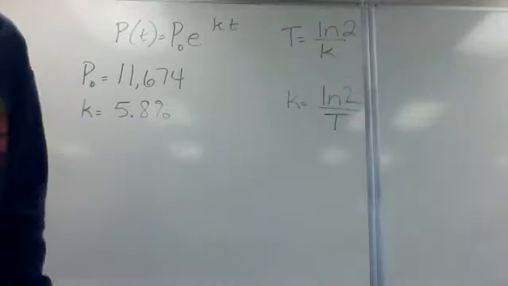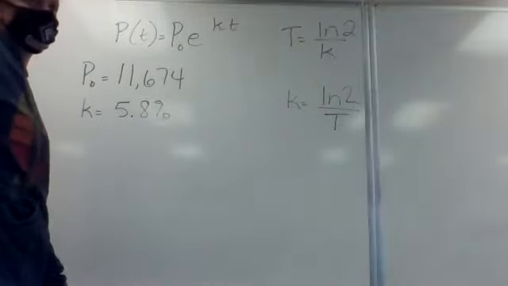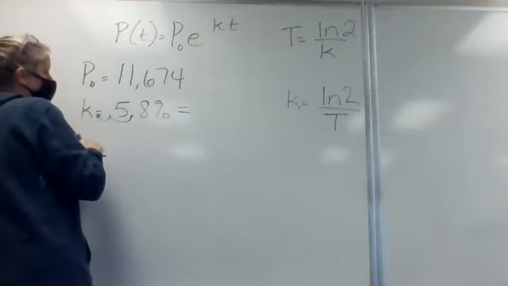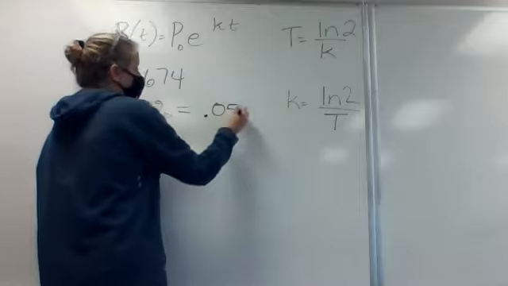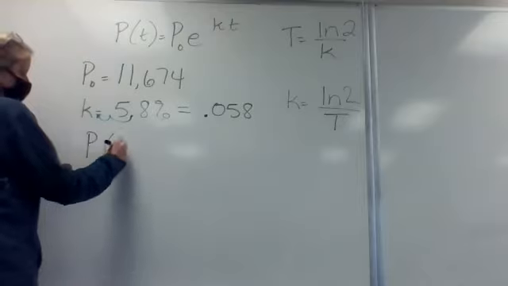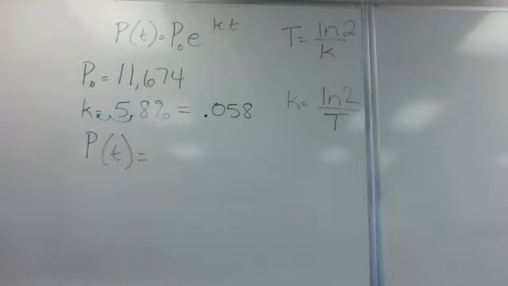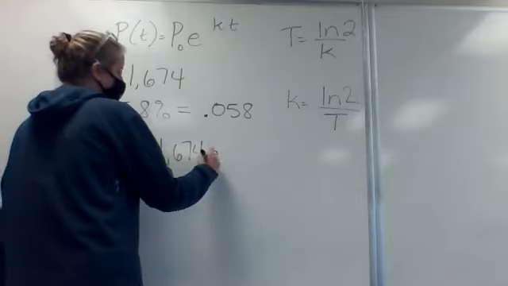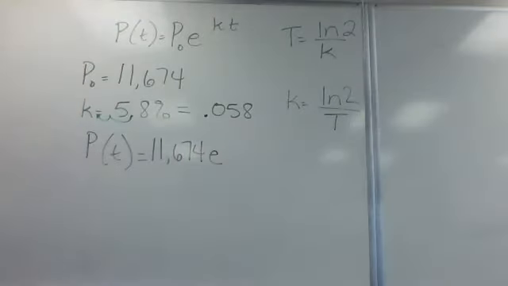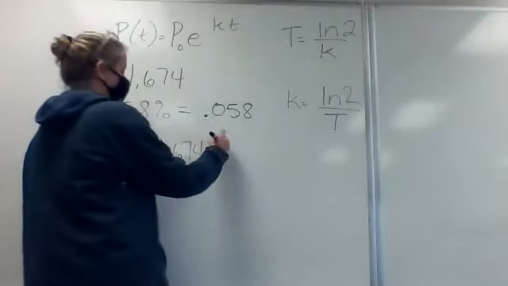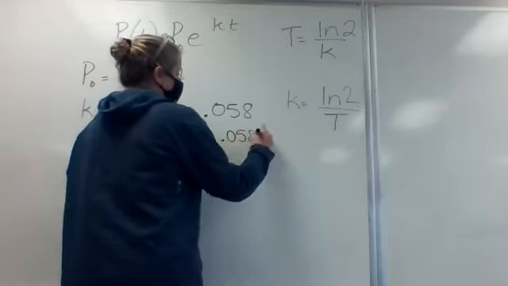The first thing it wants me to do is come up with the P of T formula, just like we did in number 1. I need this to be a decimal, so it'll be 0.058 in the K spot. So P of T is equal to your beginning amount, which is 11,674, e. Then your exponent is the rate times T. So it'll be 0.058 T.